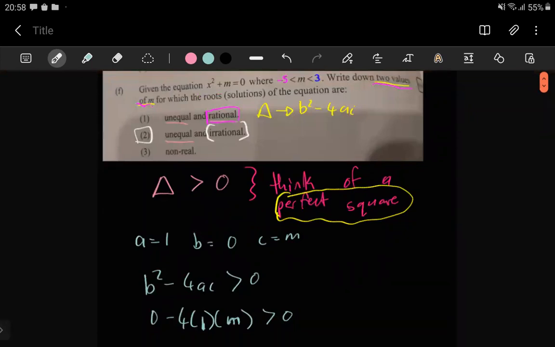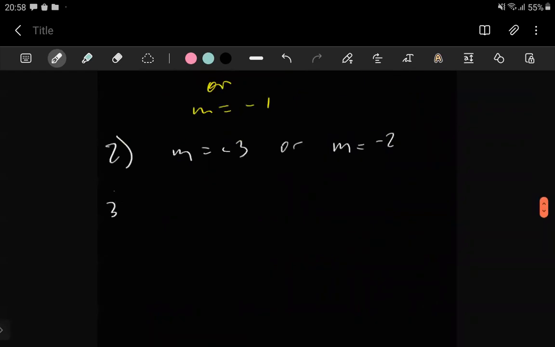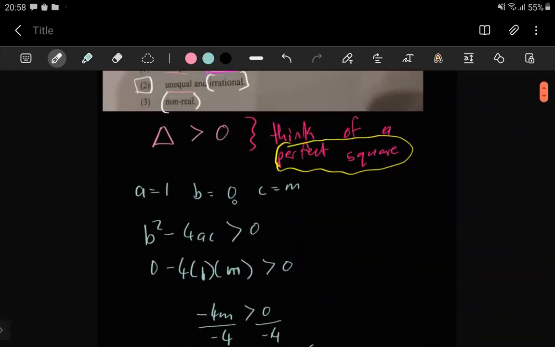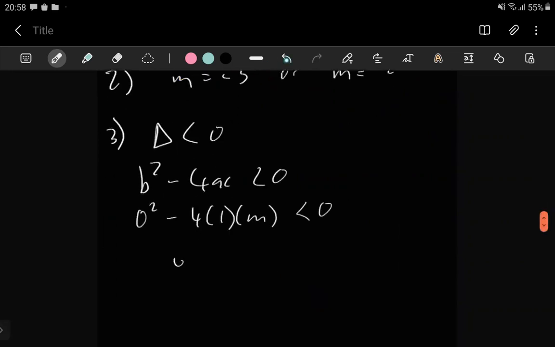For 3, where it says non-real, we already know that for anything that's non-real, delta is smaller than 0. So we have to work out where b squared minus 4ac is smaller than 0. The b is going to be 0, a is 1, and c is m. And then here we're going to have minus 4m smaller than 0.